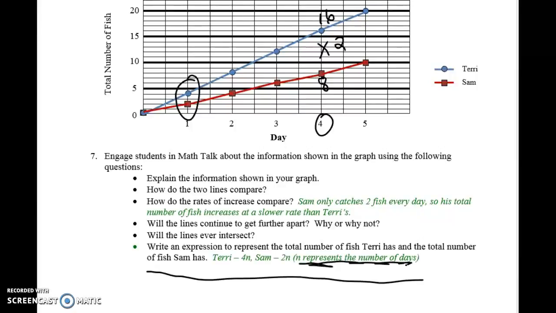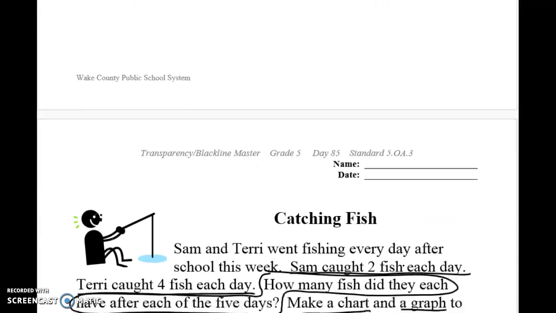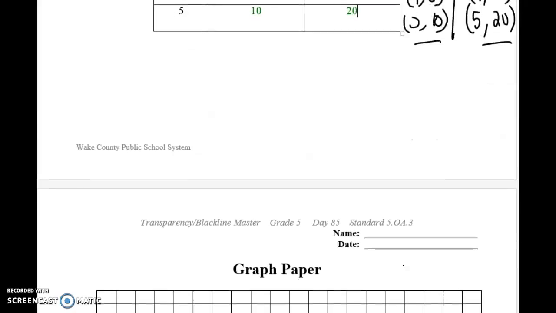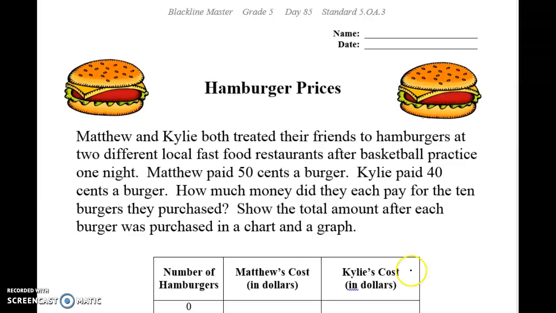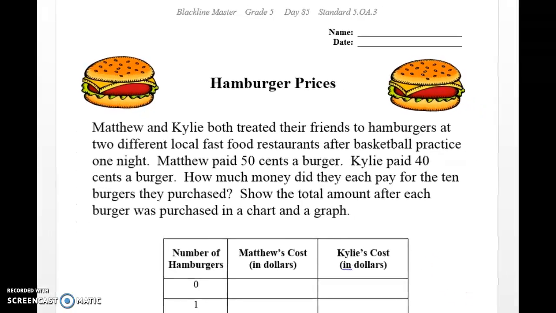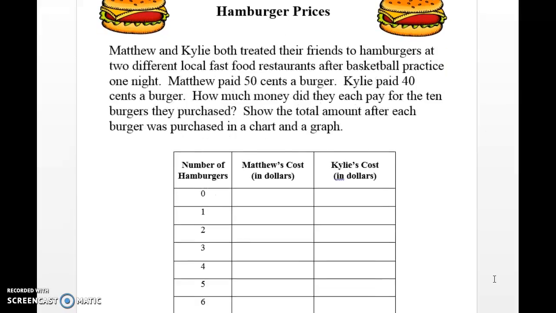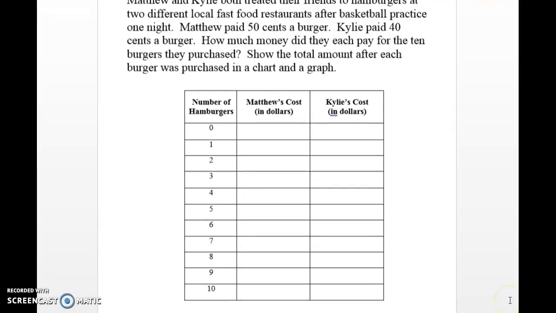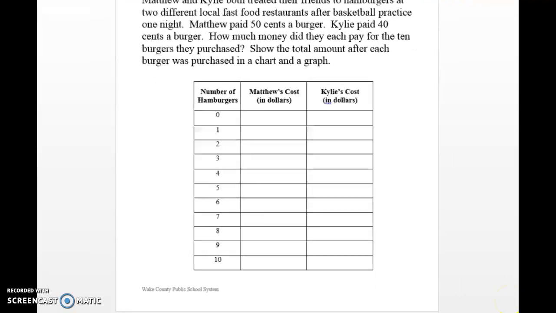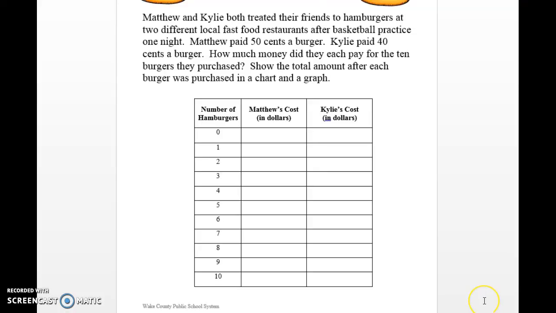Yes. So the last topic or unit we did, I think it's like putting that together with the one that we did before. All right, so now we're going to look at this next one. Hamburger prices. And you do have this in your packet. I'm going to try to minimize it a little bit so we can get to it.